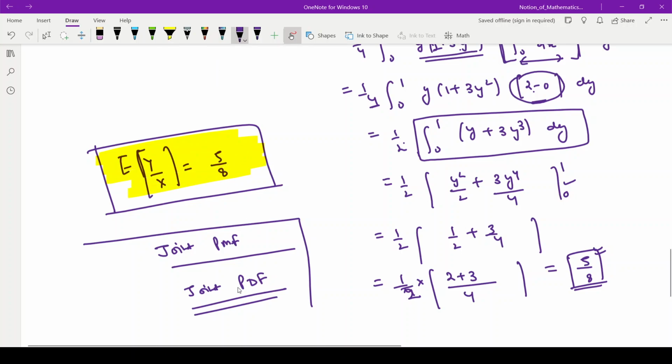So students, in this particular video I have discussed one question from the topic of expectation of a joint function in a discrete data set, and one question of expectation of a joint function in a continuous data set.